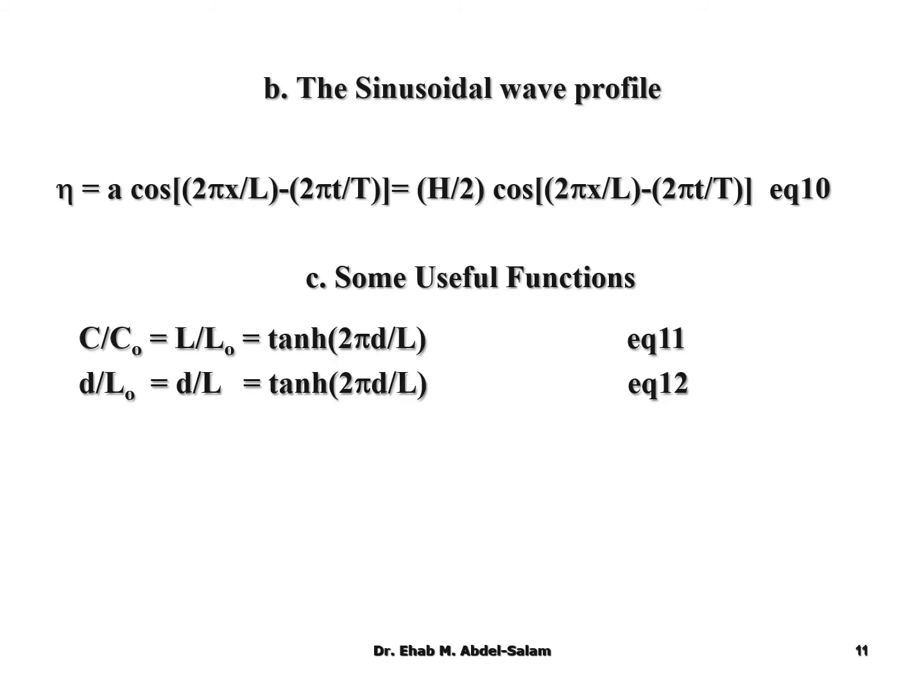Sinusoidal wave profile: at any point, eta equals a cosine (2π x over L minus 2π t over T), where, because it's linear wave, a equals H over 2. Some useful functions: C over C naught equals L over L naught equals tanh 2π d over L. And d over L naught equals d over L times tanh 2π d over L.